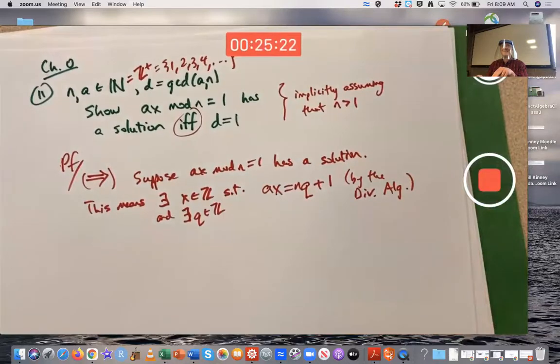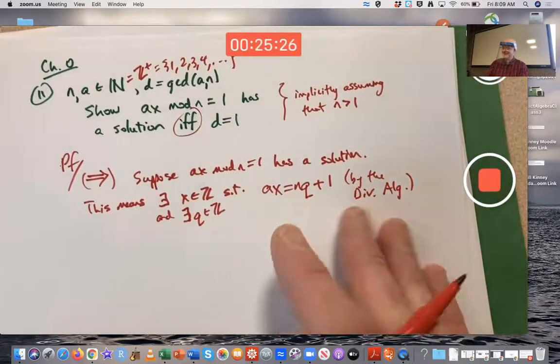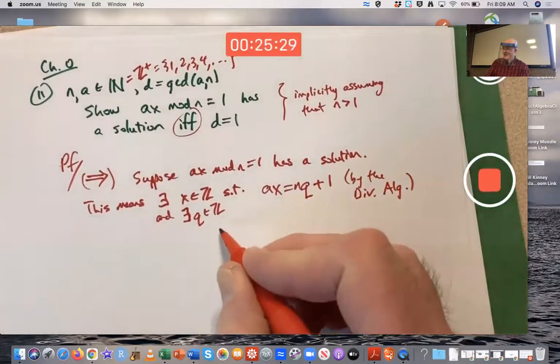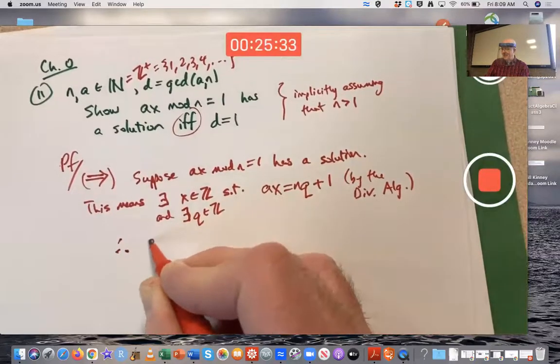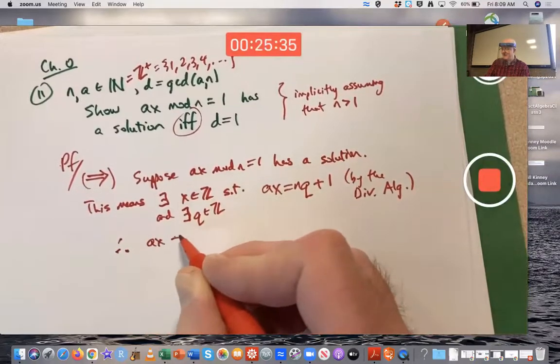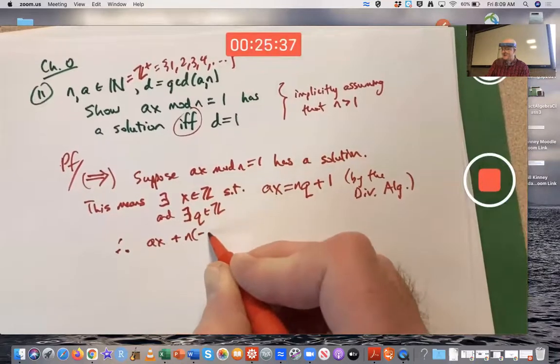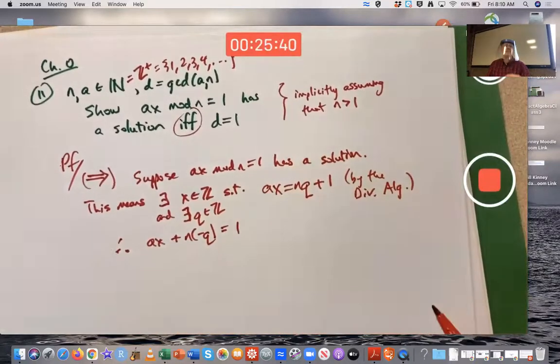Want to say it, Macy? Subtract NQ. Yeah, subtract NQ from both sides. Therefore, AX plus, I'll write it as plus N times negative Q equals 1.